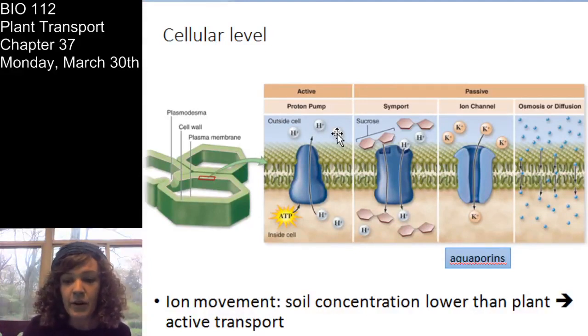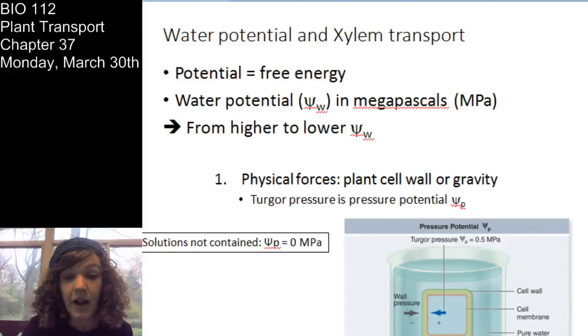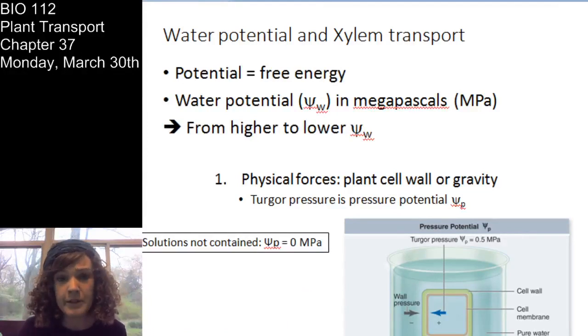It's important to know here, down here I have ion movement. When the soil concentration of something is lower than in the plant, that will require active transport, because it requires ATP. Okay, so let's talk about water potential.